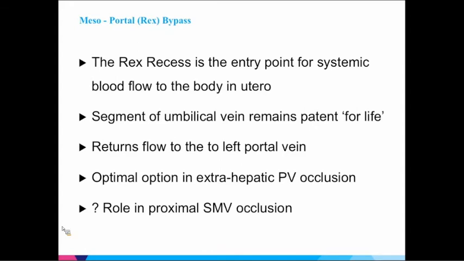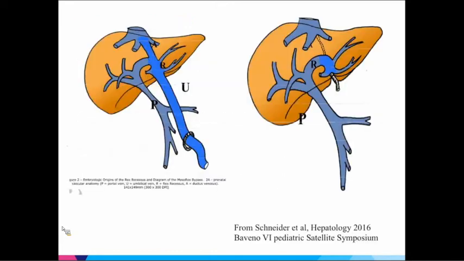So at least in children now, this has become the optimal option in extrahepatic portal vein occlusion, and I've now had at least 2 cases where we've used this operation in older children who had proximal SMV occlusion. It does make for a slightly more difficult operation, but it's doable. This was from Ben Schneider, some of you may know, ex-Sinai.